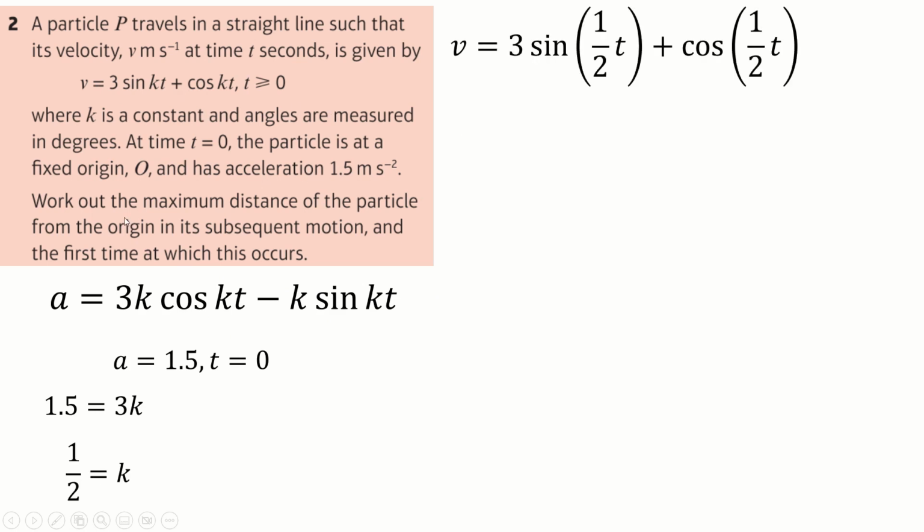And now maximum distance, just like we saw in the previous question a couple of times ago, max distance away is going to happen when v is 0 momentarily, because then it's going to be turning around again.